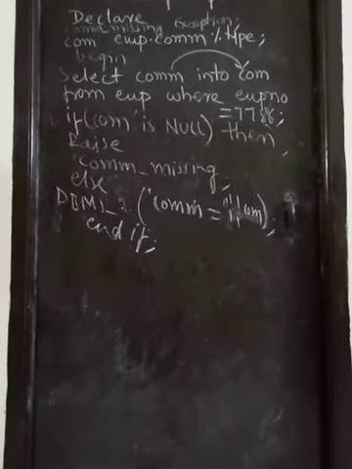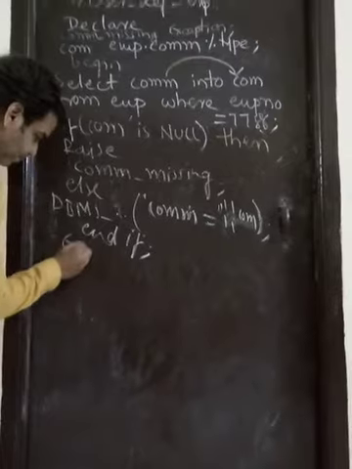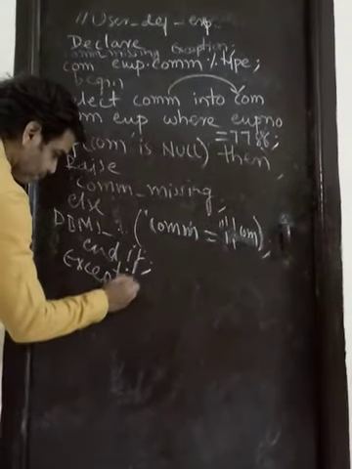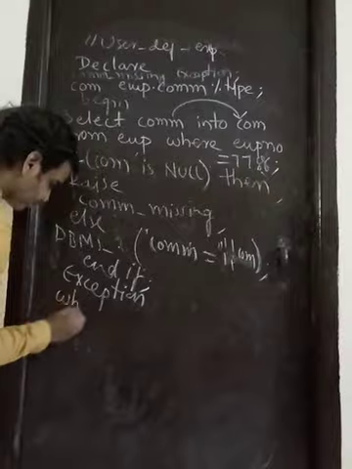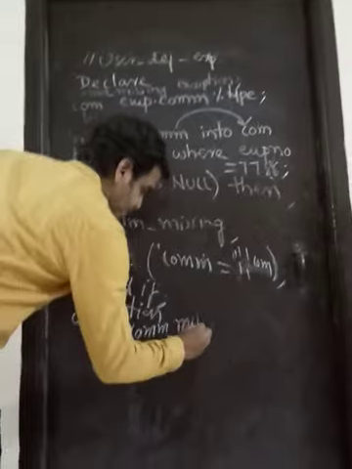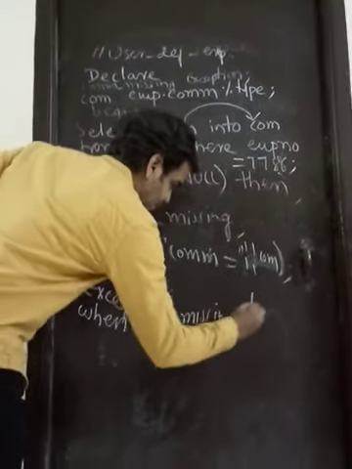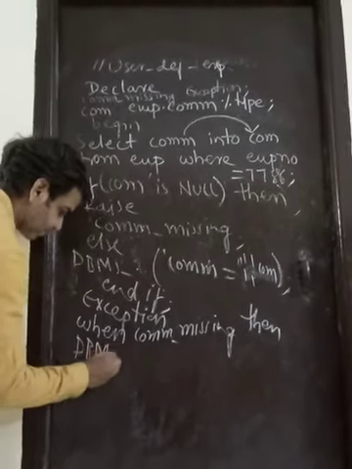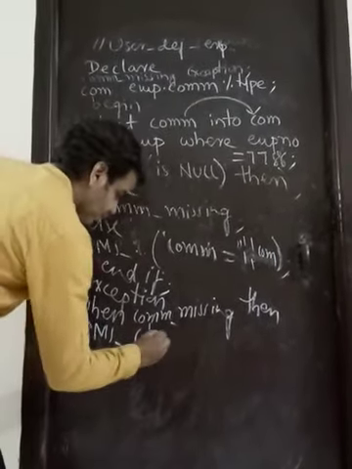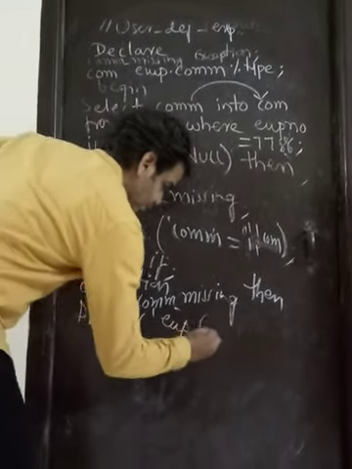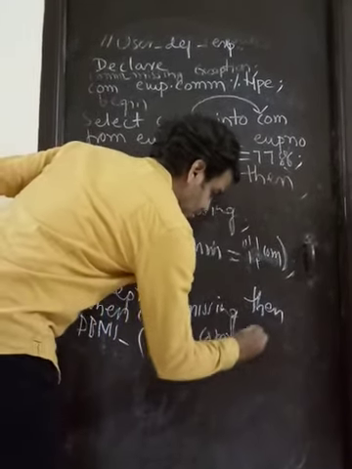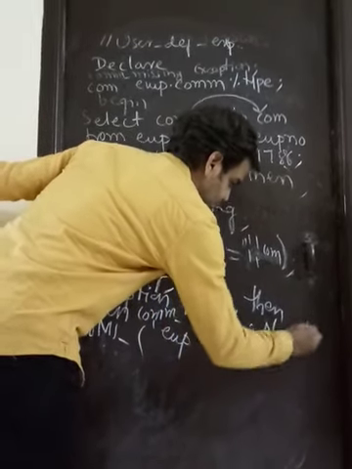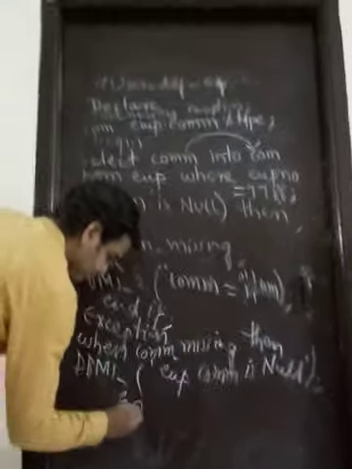Now we should write exception. Then, when commission missing, then DBMS_OUTPUT.PUT_LINE, imply commission is null.